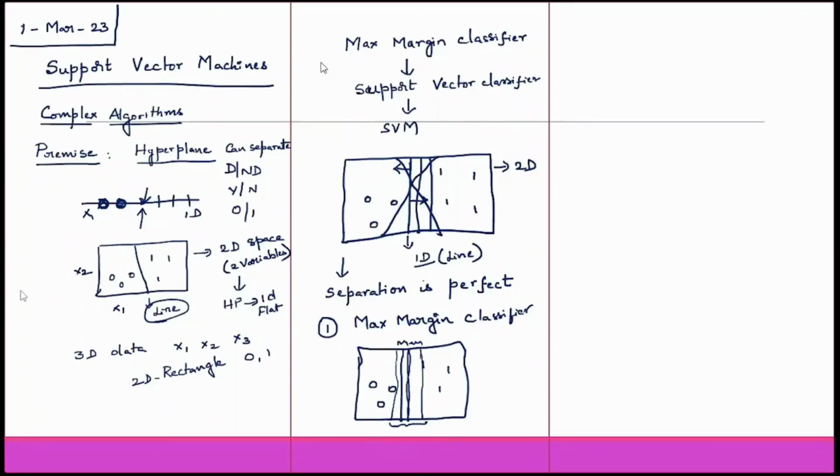Why the word machine is not that it should be support vector classifier. I'll come to that, why it is called a machine. As I told you, there are 3 stages for the same.